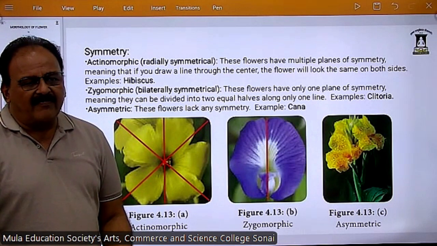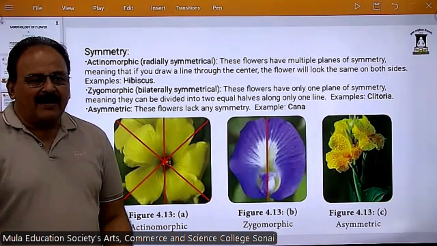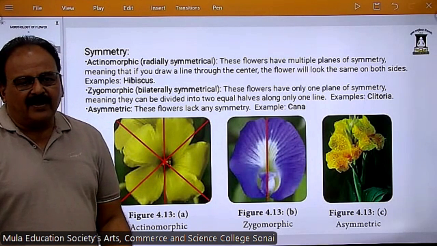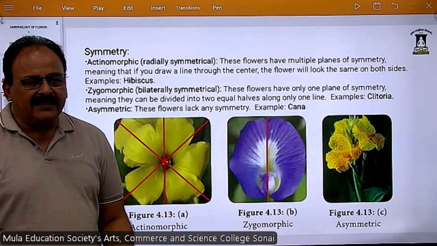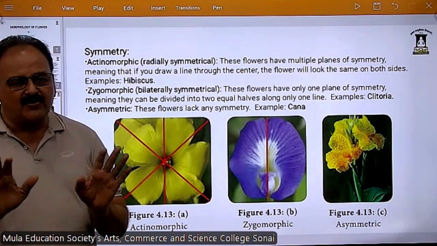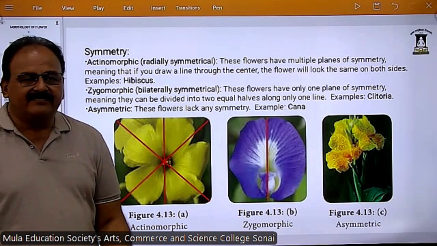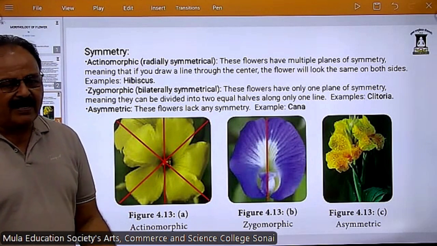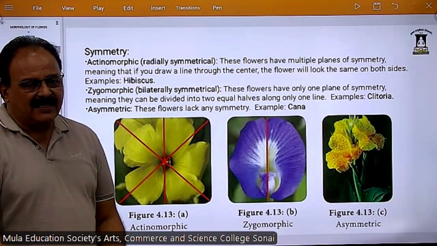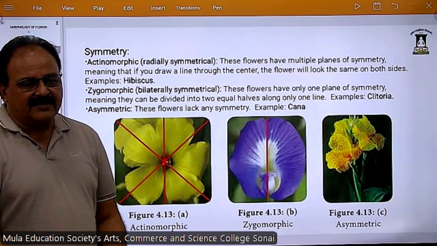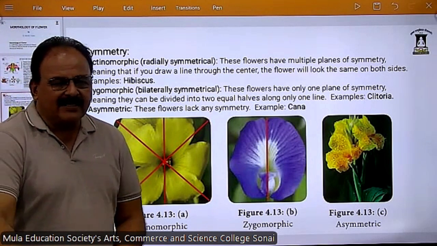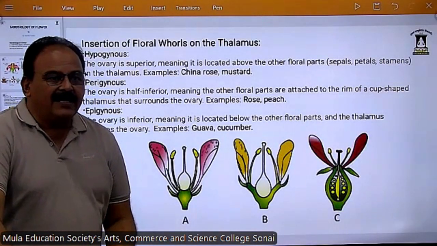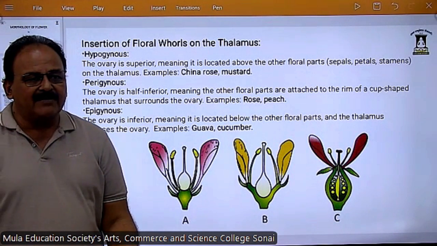Then next is zygomorphic or bilaterally symmetrical. These flowers have only one plane of symmetry, meaning they can be divided into two equal halves only, one line. For example, Clitoria ternatea or Pisum sativum. These are examples. Then the last one is asymmetric. These flowers lack any symmetry. For example, Canna indica.